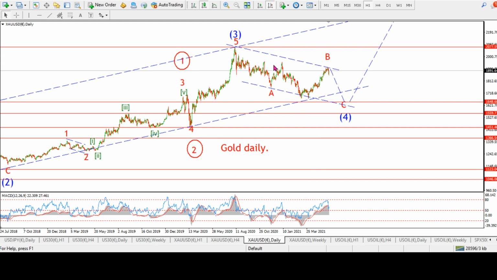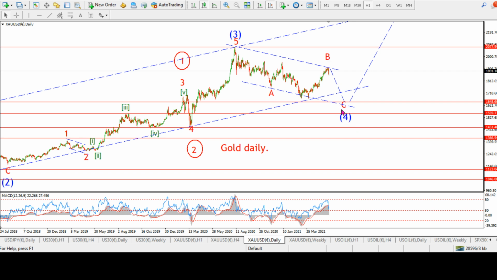I still think that we are within an ABC pattern down. It looks too good to be true here at the moment. So I think we've got 3 waves down in A, a running flat wave B, and I think we'll get 5 waves down in wave C.